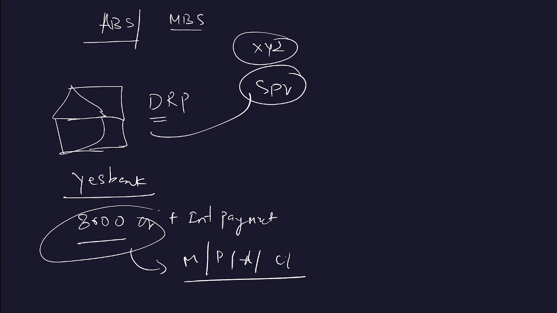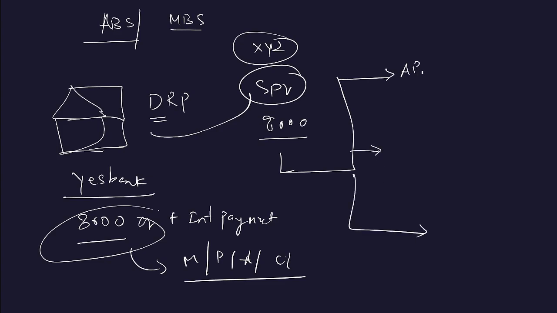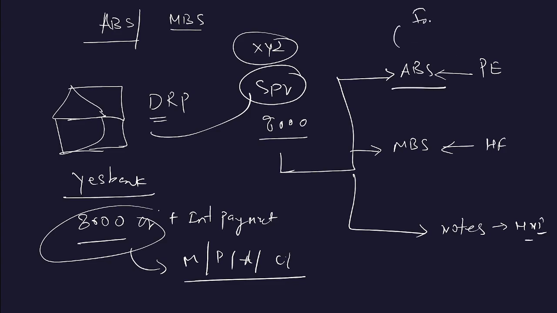Now that asset the bank sold to the XYZ entity, the special purpose vehicle entity, and the special purpose vehicle entity will convert this 8,000 crore into different instruments. It can be ABS, it can be MBS, or it can be notes. Who will buy this and why? PE funds will buy this, HF funds will buy this, or any HNI investor will buy this. Why? Because ABS offer interest payment.